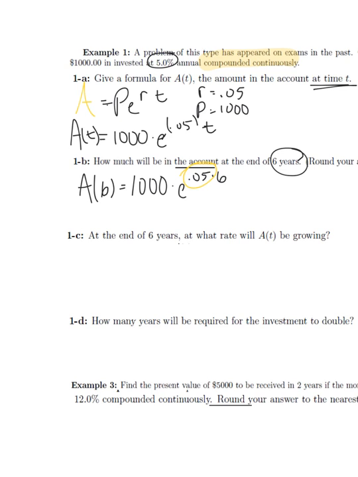My suggestion when you're doing this is do this first part first, this e to the 0.05 times 6. Type that in your calculator, get an answer. Take that number, multiply it by 1,000, and you should approximately get, let me erase this weird smudge I made. You should approximately get, in this case, $1,349.86.